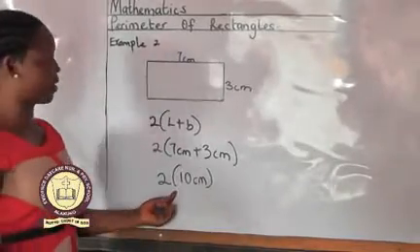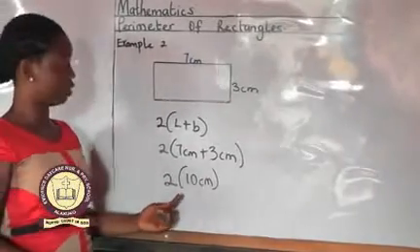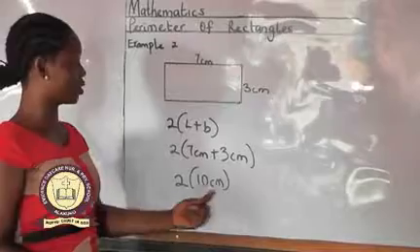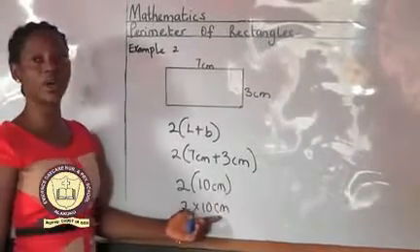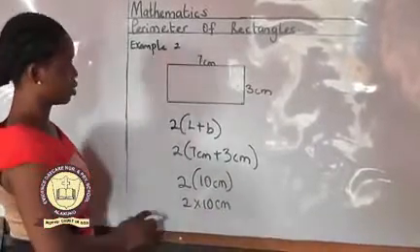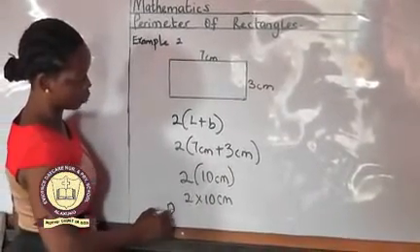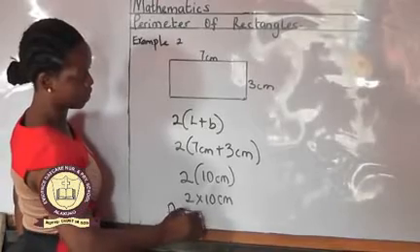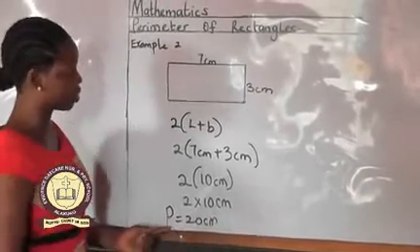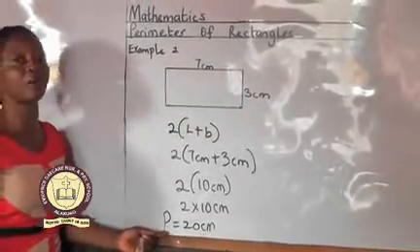Don't forget that this bracket represents multiplication. You are going to times the 2 by your 10. So 2 times 10 is what? 20. Your perimeter is equal to 20 centimeter. Don't forget to always put your P that represents your perimeter.